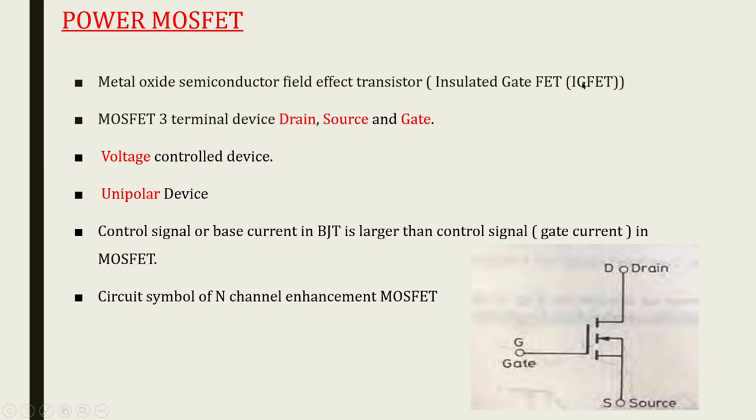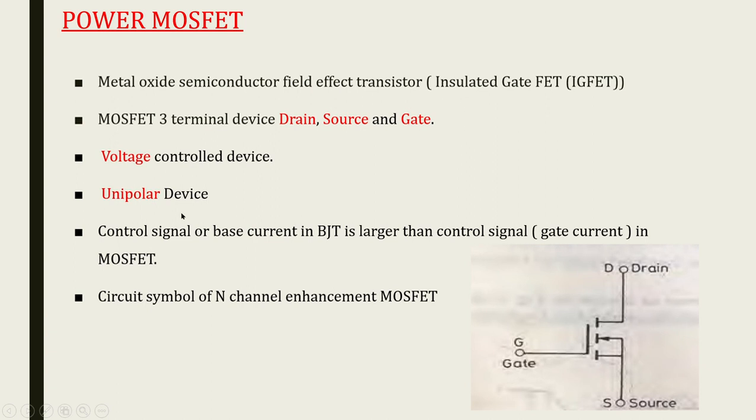Another thing is that power MOSFET is a voltage control device, whereas BJT is a current control device. In BJT, in common emitter configuration, the base current applied controls the device. But in power MOSFET, the voltage applied at the gate terminal controls the turn on and turn off of the device.